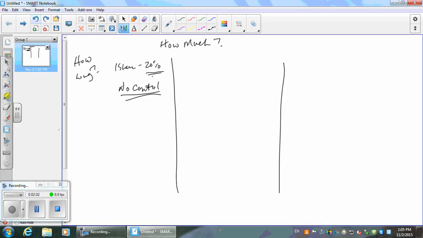So no control. What method of accounting are we going to use? We're taking what the market gives us, because we're not controlling it. Market value method. Okay, there we go. Now, that's one share to 20%.